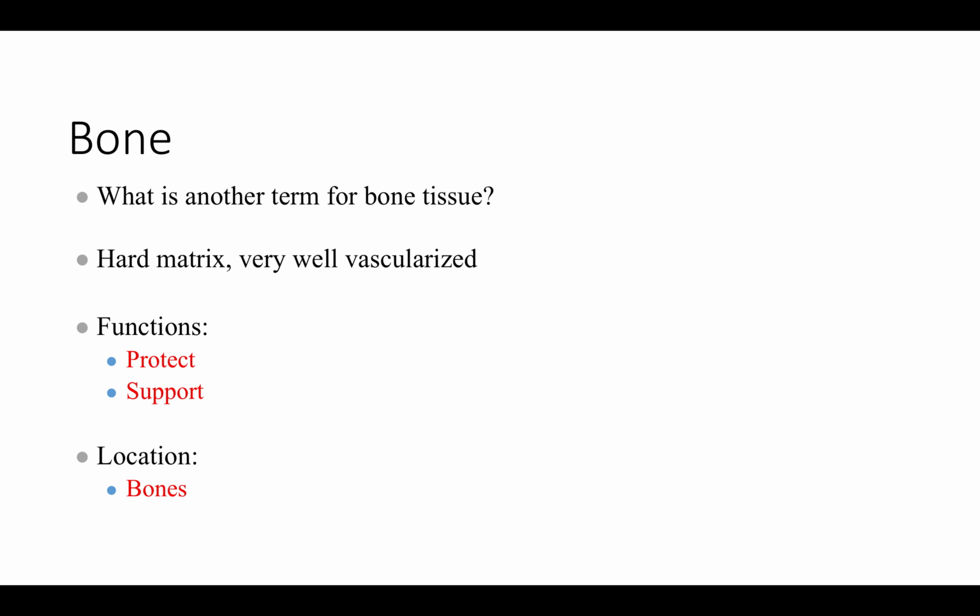The next type of supporting connective tissue is bone. Another name for bone is osseous tissue. Our bone tissue has a hard matrix, which makes it different than the other types of connective tissues, and it's really well vascularized. I would know that bones are made of cells called osteocytes. Hopefully you're picking up a pattern. The cells, cytes means cells, and osteo means bone.